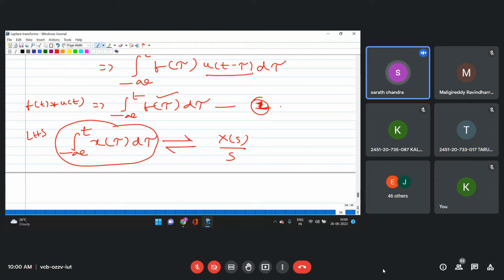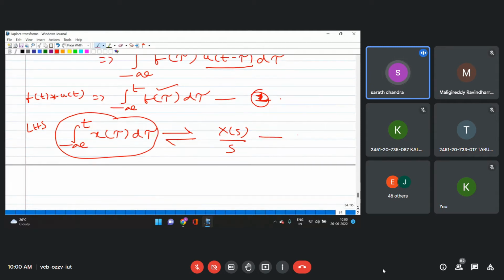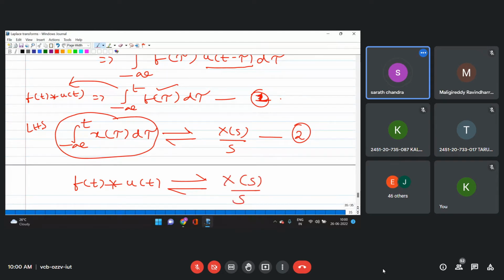So instead of proving this property like this, with equation 2 as is, this is equal to what? Integral of this. So what I'll do is take f of t convolved with u of t, and I'll prove that applying Laplace to it gives X of s by s. Now both are the same, isn't it? Yes, sir.